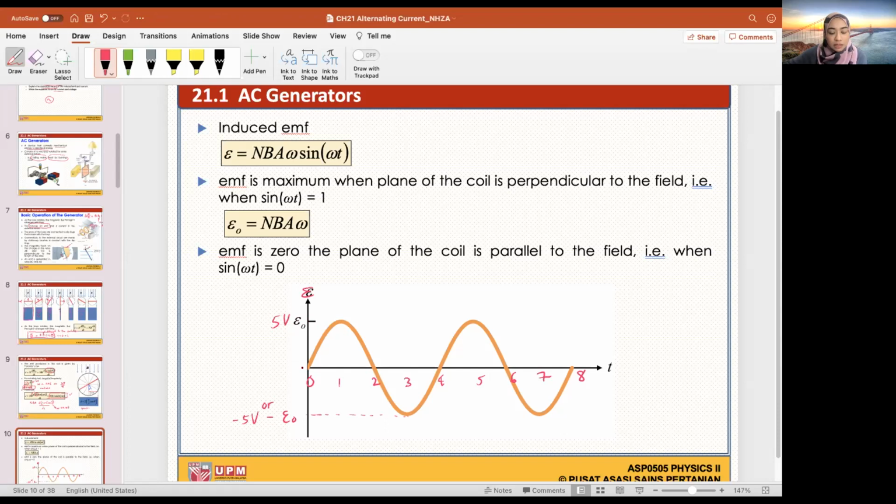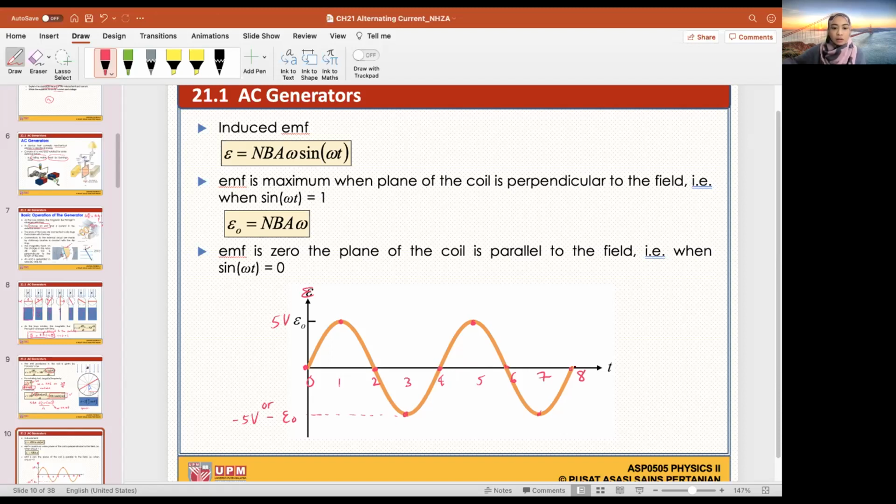Okay, so at time 0, my induced EMF is 0. At time 1, my induced EMF is 5 volts. At time 2, my induced EMF is 0 again. At time 3, my EMF is minus 5. At time 4, my EMF is 0. Time 5, my EMF is 5. Then 0, minus 5, 0. So here it changes according to a sine function.